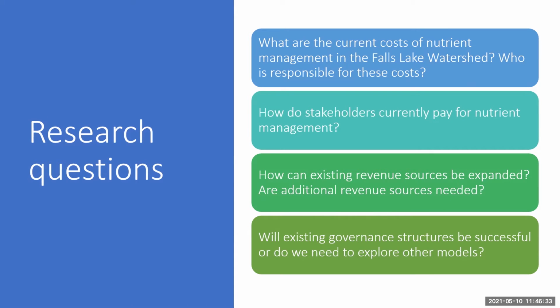Our research questions for the second year of the study are as follows. What are the current costs of nutrient management in the Falls Lake watershed, and who is responsible for these costs? How do stakeholders currently pay for nutrient management? How can existing revenue sources be expanded, and are additional revenue sources needed? And will existing governance structures be successful, or do we need to explore other models?